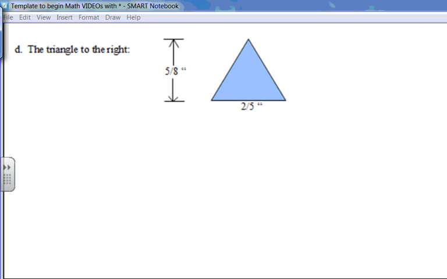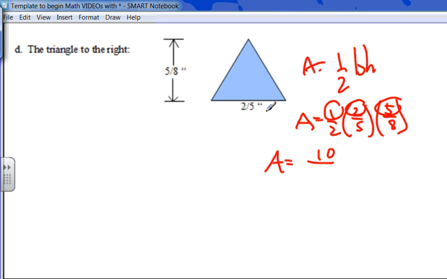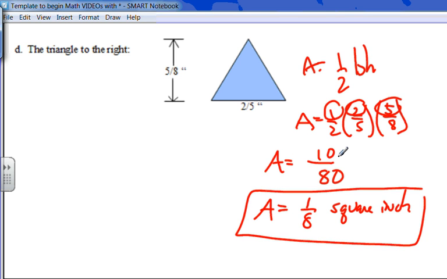We know that the area of the triangle is 1/2 times base times height. So the area of this triangle is 1/2 times 2/5 of an inch times 5/8 of an inch. Multiplying all the numerators, 1 times 2 times 5 gives us a numerator of 10, and 2 times 5 times 8 gives us a denominator of 80. So our final answer is 1/8 square inch.